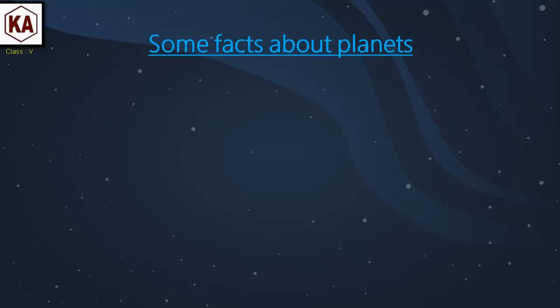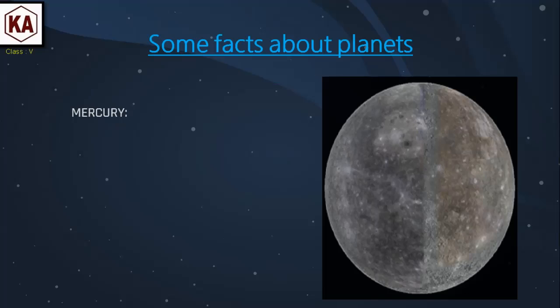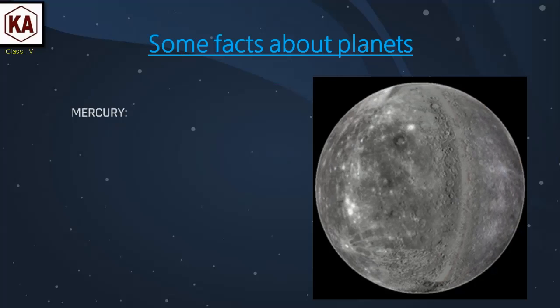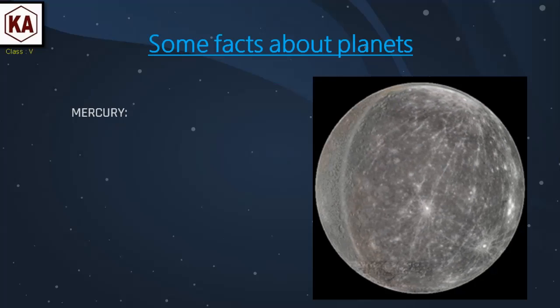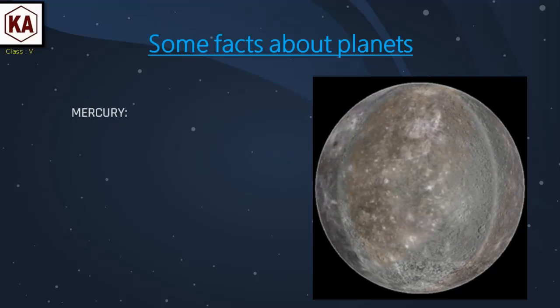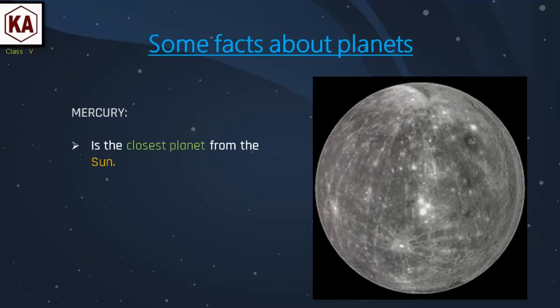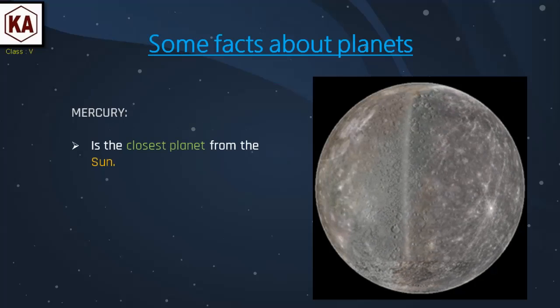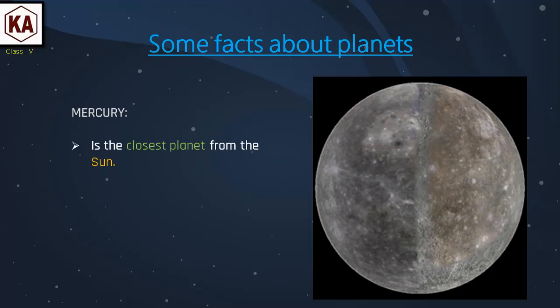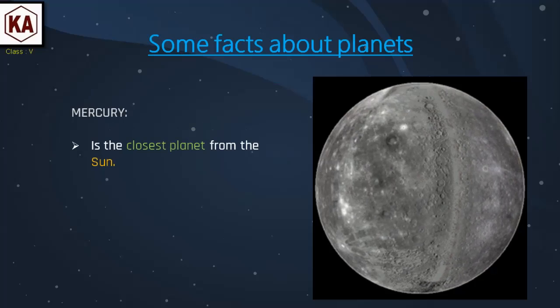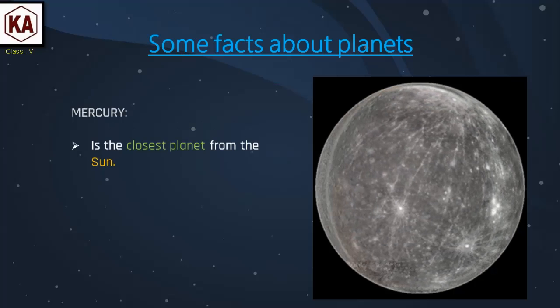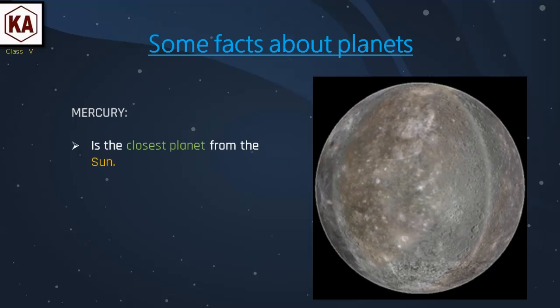Now we are going to discuss each planet individually. So the first planet is Mercury. Look at its beautiful silvery ash gray color. It is the closest planet to the sun, and according to it being close to the sun, it should be the hottest, but it's not. Let me tell you the science behind it.